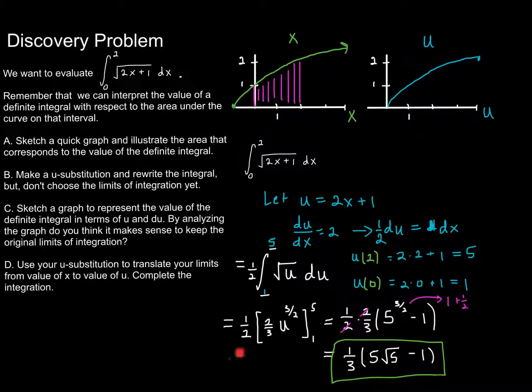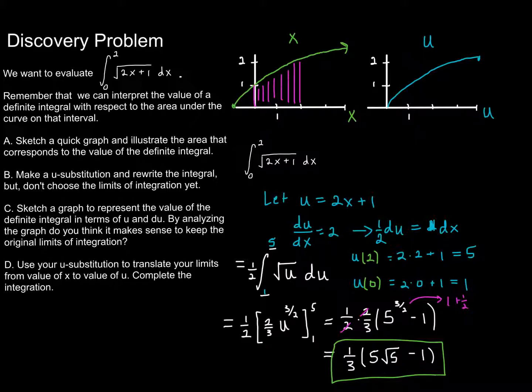Alright, so here is the solution. I'm going to evaluate this definite integral using the fundamental theorem of calculus. So the antiderivative of u to the 1/2 is 2/3 u to the 3/2. I'm going to evaluate at 5 and at 1. Subtract. I can factor out the 2/3 because that's a constant. So I have 1/2 times 2/3. That gives me 1/3. And then I have u to the 3/2 evaluated at 5, which is just going to be 5 to 3/2.